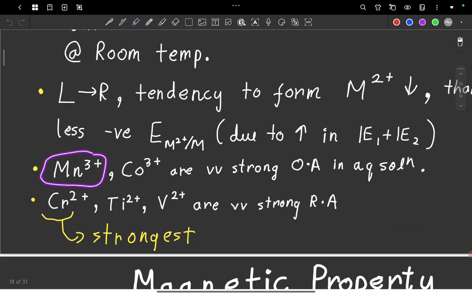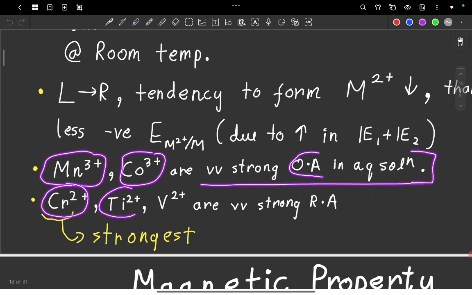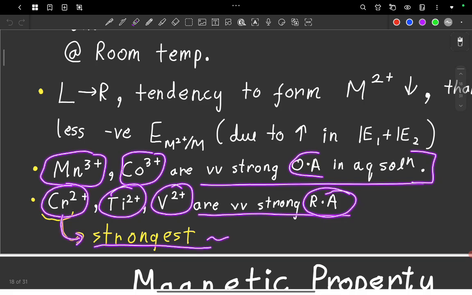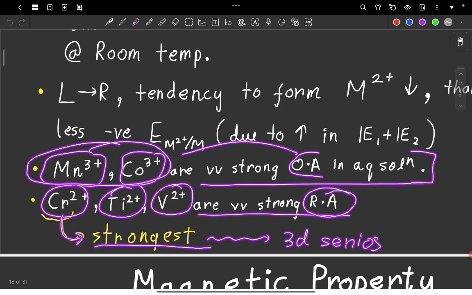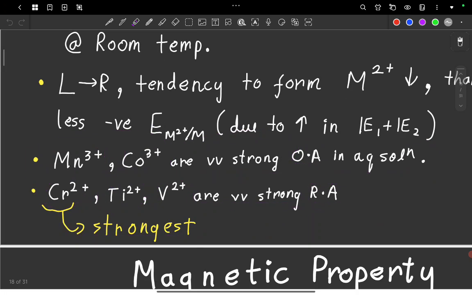The manganese plus 3 ion and the cobalt plus 3 ion are very strong oxidizing agents in the aqueous solution, whereas the chromium plus 2 ion, titanium plus 2 ion, and vanadium plus 2 ion are very strong reducing agents. And in fact, chromium plus 2 is the strongest reducing agent in the 3D series. Alright, and these are the strongest oxidizing agents in the 3D series. So keep that in mind.